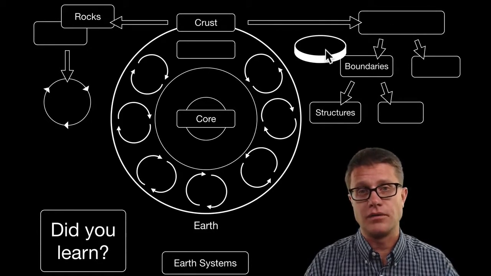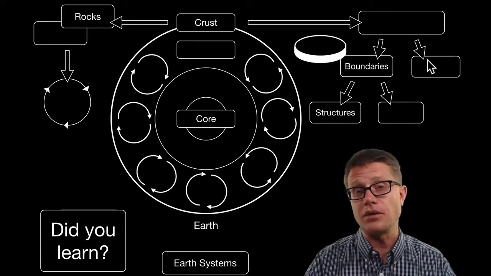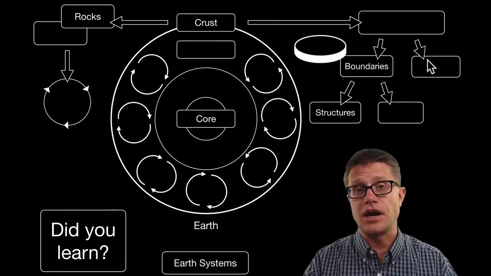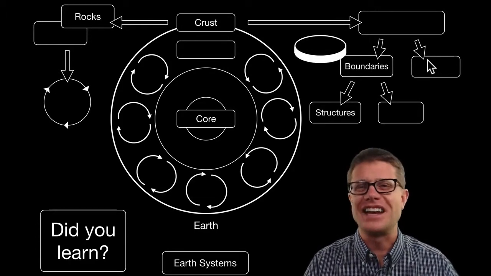An example would be the Ring of Fire, where we have boundaries. We can build up structures like volcanoes, mid-oceanic ridges, but we can also have natural hazards. And then remember, not along boundaries, but just within the plate, we can have hotspots. So I hope you learned all of that, and I hope that was helpful.